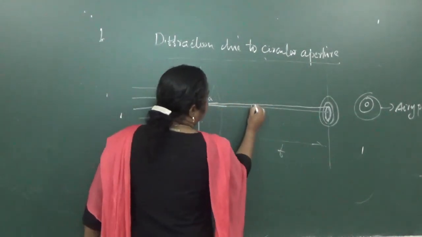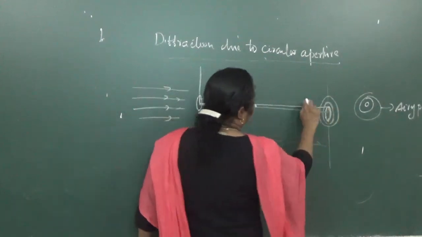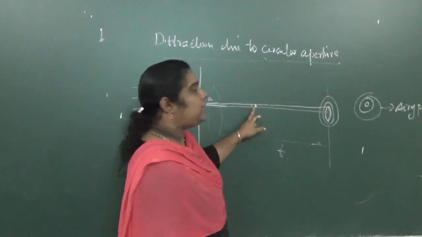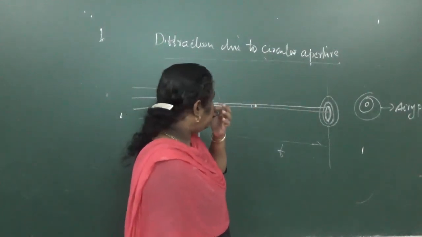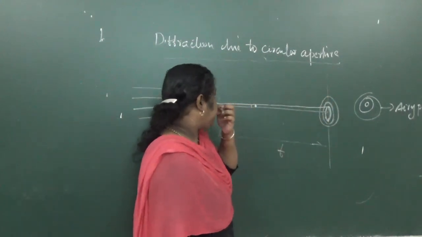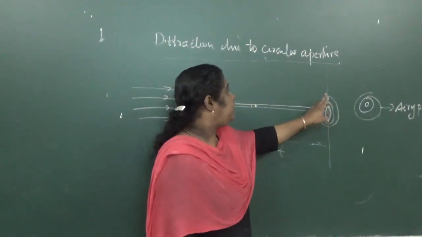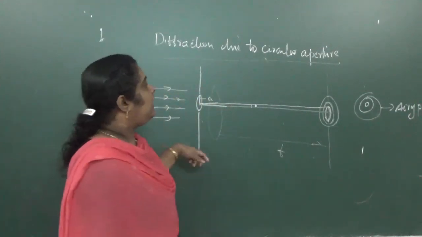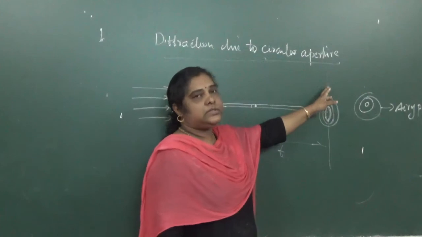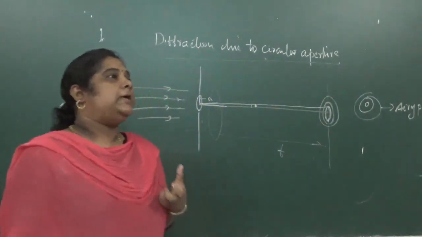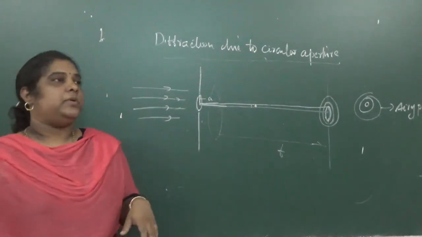Theta is the angular divergence for the first dark ring, and theta is called the diffracted angle. So this is our screen, and we take some point P. As in the earlier case, where you take some point on the screen, what will be the condition for it to be a maxima or minima? That is what we are giving.